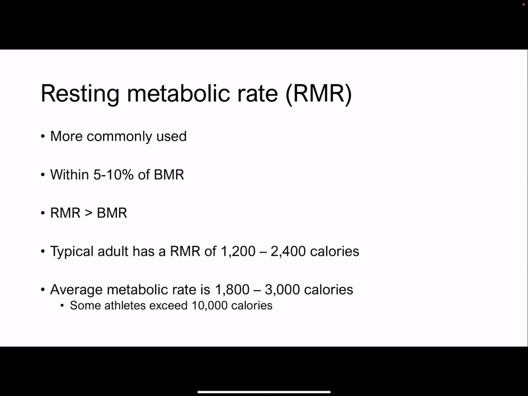Now, instead of using basal metabolic rate, we usually use resting metabolic rate. It's always greater than basal metabolic rate, but it's usually within 5 to 10%. A typical resting metabolic rate is anywhere between 1,200 to 2,400 calories, and so this is just kind of the bare minimum, but more of a true resting as opposed to, hey, you've slept for 8 hours and you're lying on your back. All right, now average metabolic rate, so this takes into account everything you're using throughout the day. This is somewhere between 1,800 and 3,000 calories.